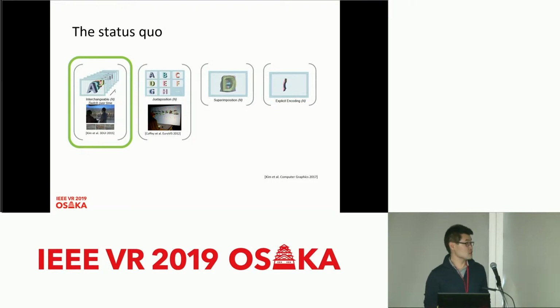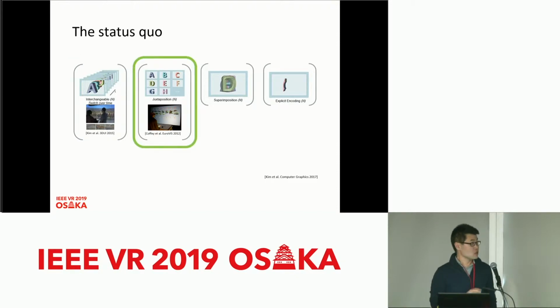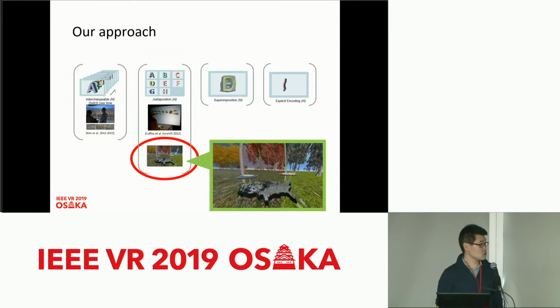One approach is the interchangeable approach. You immerse in one world at a time and click a button to go to the next one. The problem with this approach is that you have to rely on your memory to make the comparison. The juxtaposition approach addresses this issue. Keefe et al. take this approach, but their case only works for small objects. Our approach works for large objects like terrains.